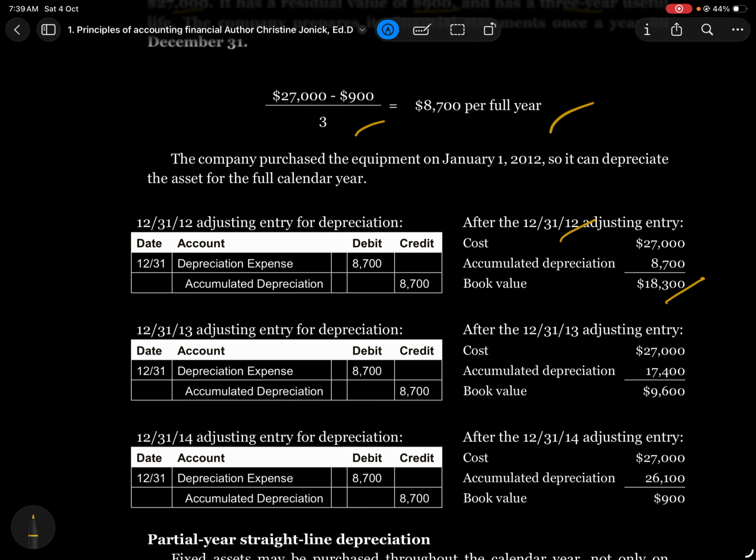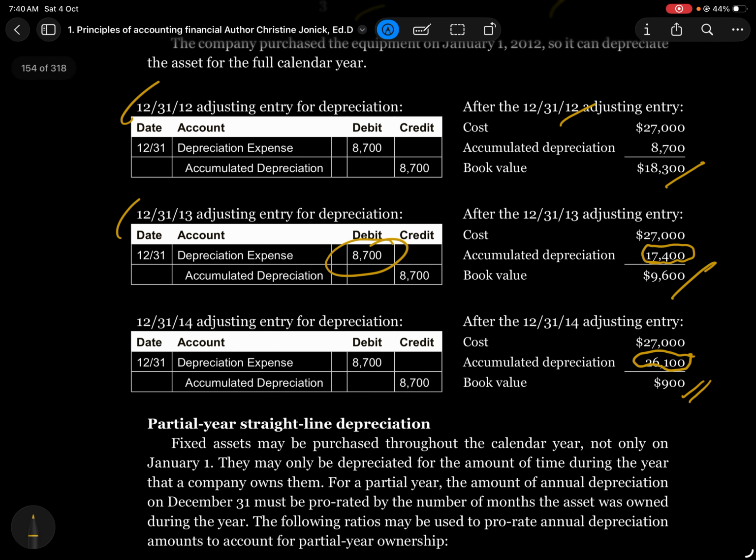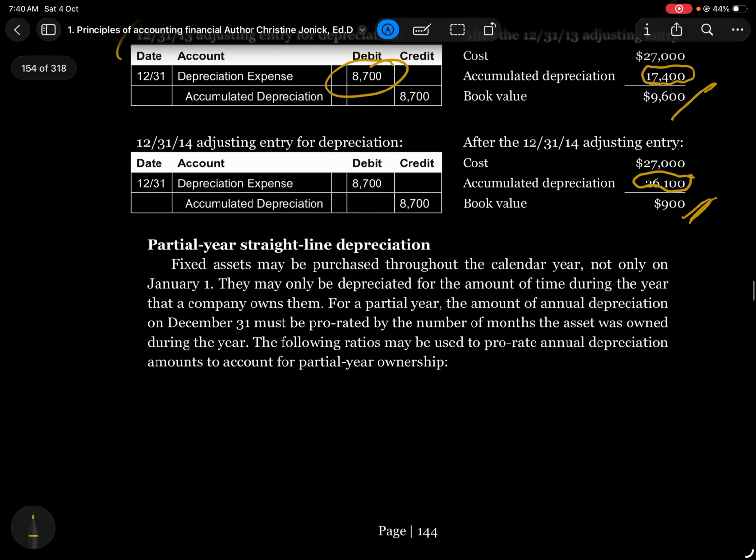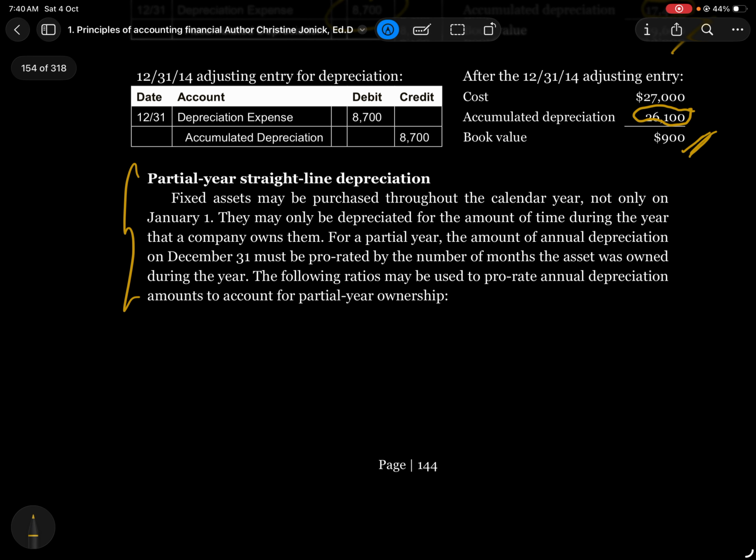value 18,300. Next year you would pass this entry, another year pass this entry, and that would increase the accumulated depreciation to 17,400. In the next year, it would be 26,100, book value would be 900, right? Then you can recover this cost by selling it out as a scrap, right? So there is another method called partial year straight line depreciation, right?